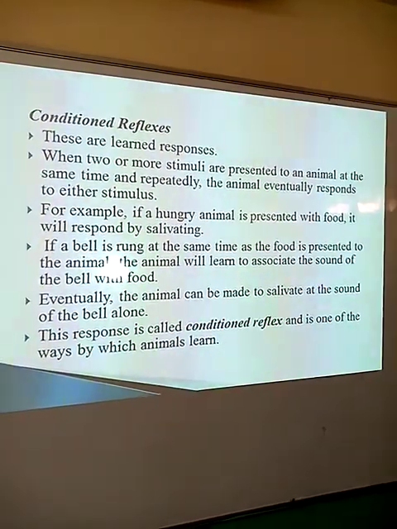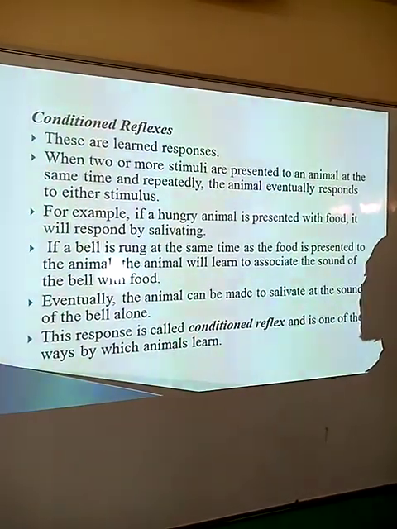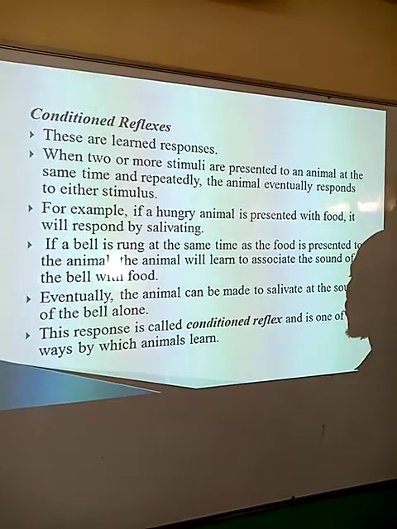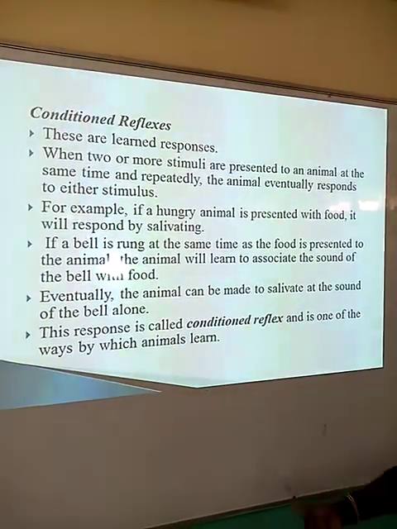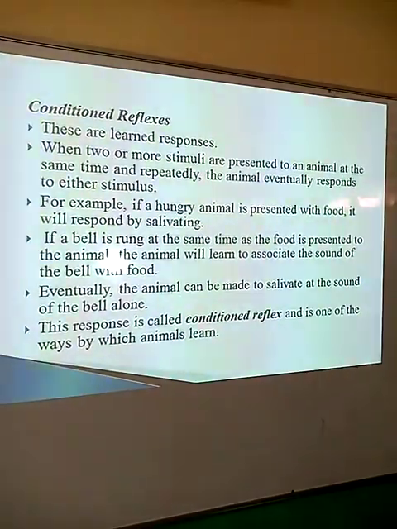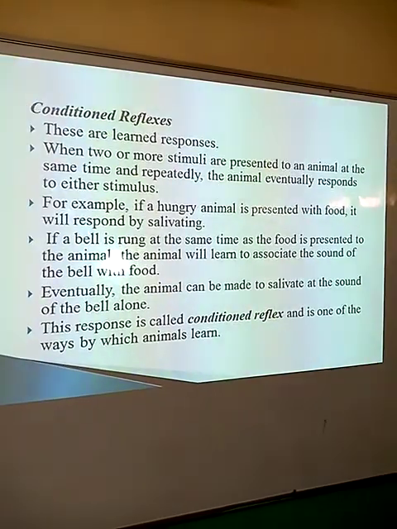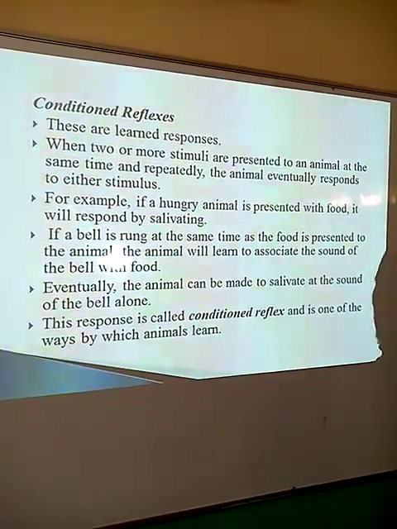One major disadvantage of this is that conditioned reflex action always weakens with time. So therefore, it requires continuous practice so that the animal associates that.